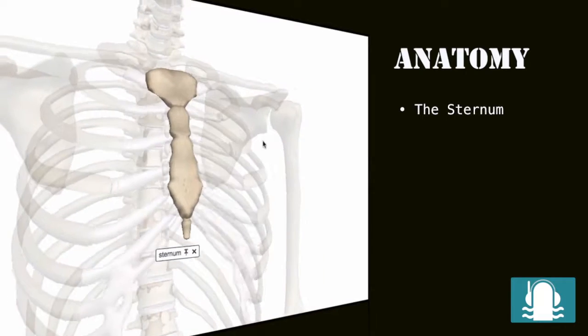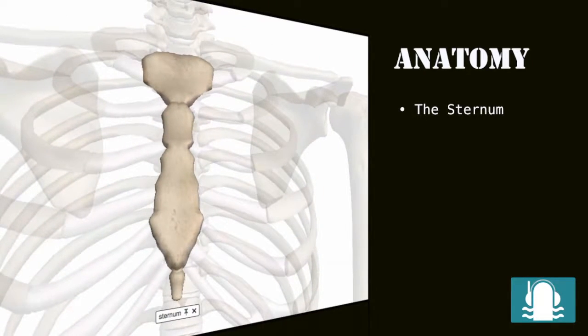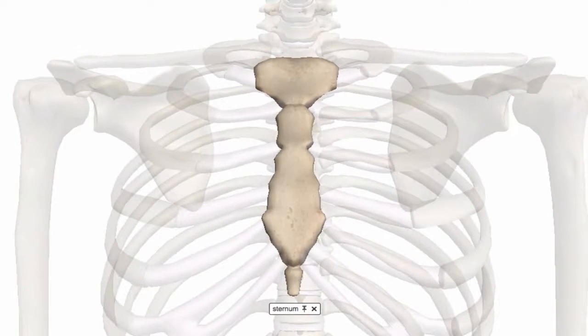Now, we decided to talk about the sternum as the first video. This is the bone that you find in your chest area, and this is what you see right here. The first thing to know about the sternum is that this is a flat bone, and it's comprised of three major parts.